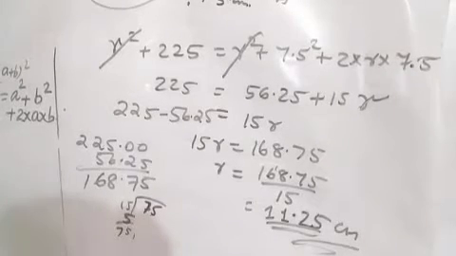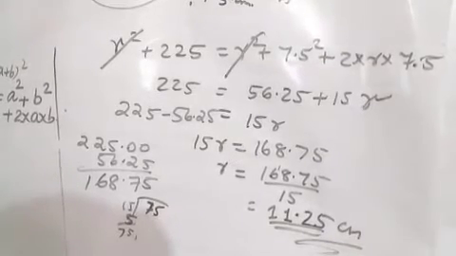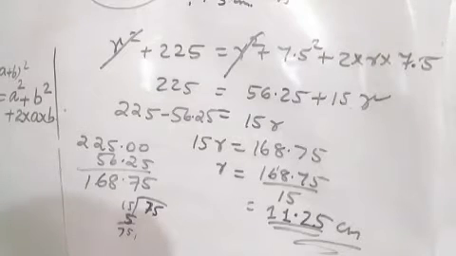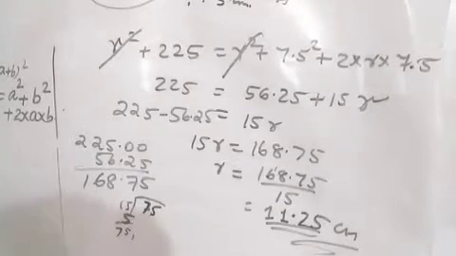Third is not in your syllabus. Fourth also, when the two circles touch internally or externally, that is not in your syllabus. Sixth one also not in your syllabus. Cancel it out. Now the fifth question.